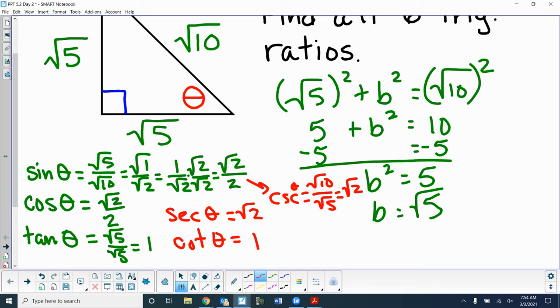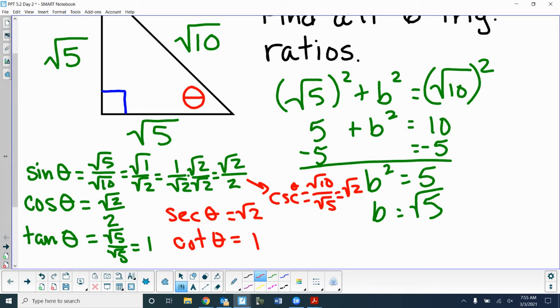Number 6, sine is 5/8, so the cosecant is 8/5. The missing side is the square root of 39, so the cosine is the square root of 39 over 8. The secant is 8 times the square root of 39 over 39. And then tangent is 5 times the square root of 39 over 39. And cotangent is the square root of 39 over 5. Any questions on 3 or 6? Again, you just had to find the missing side using Pythagorean theorem.